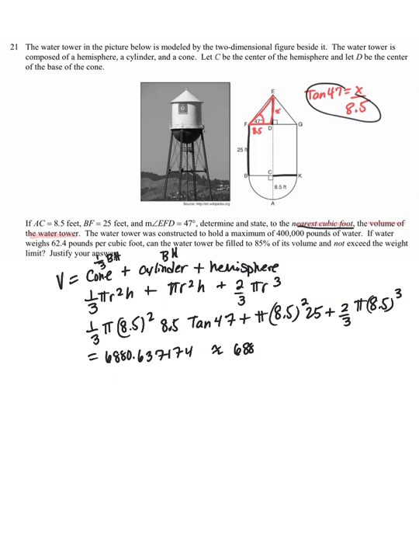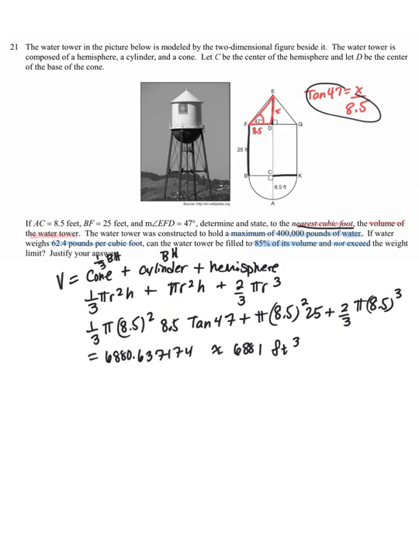Okay, so to the nearest cubic foot, this is about 6881 cubic feet. Okay, then it says the water tower was constructed to hold a maximum of 400,000. So this is called a constraint, by the way. So maximum of 400,000 pounds of water. Okay, then water weighs 62.4 pounds per cubic foot. Can the water tower be filled to 85% of its volume and not exceed the weight limit?